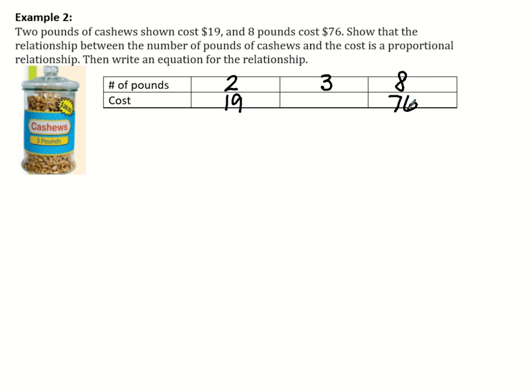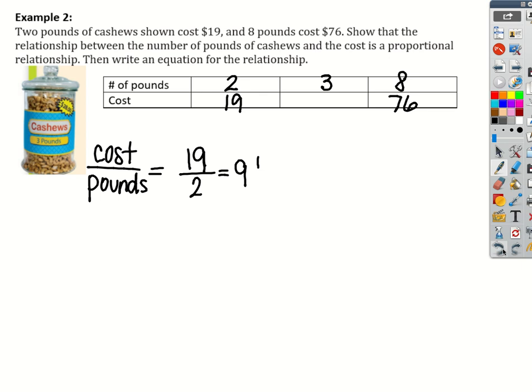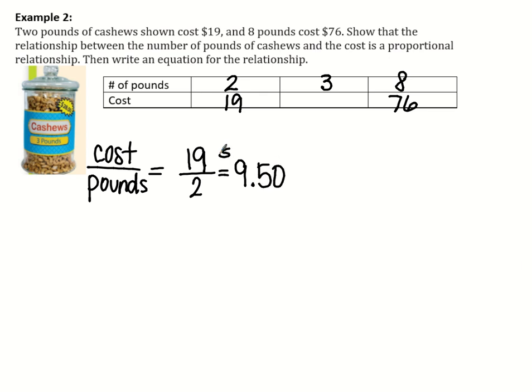So you're always going to do your cost divided by your pounds. You want your per 1 pound, so your pounds goes on bottom. If I'm looking at that, I could do my 19 divided by 2. How many times does 2 go into 19? 9 times is 18, 1 left over gives me 1/2. Well, we're talking money here, so it's 9.5. I'm going to get rid of that fraction, because if we're talking money, 9.5 is $9.50.